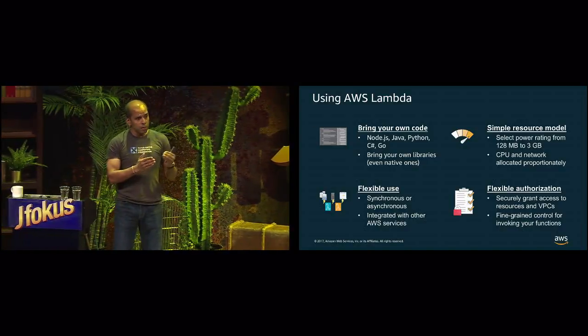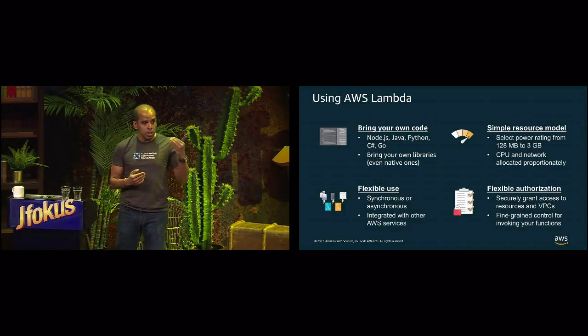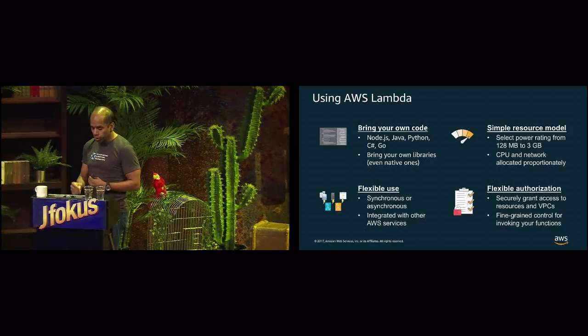There are also different usages on how you can create Lambda functions or invoke them. There is a synchronous usage, there's an asynchronous usage, and there's a streaming usage of it. Let's take a look at that next.